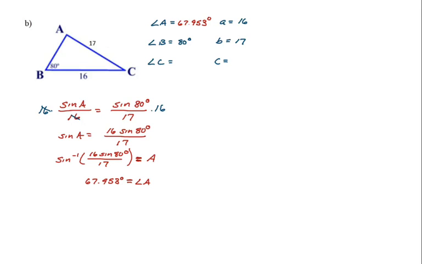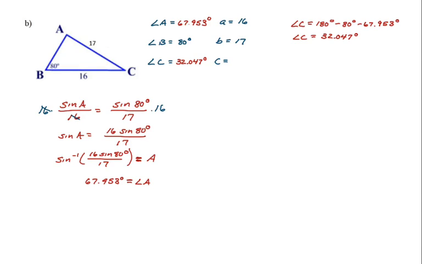Now at this point, I can't set up a law of sines right now because I'm missing both angle C and side C. So the next thing I would do is find angle C by taking 180 minus the two angles that I have, because then once I have angle C, which in this case would be 180 minus 80 minus the angle I just found, 67.953, angle C would be 32.047 degrees.